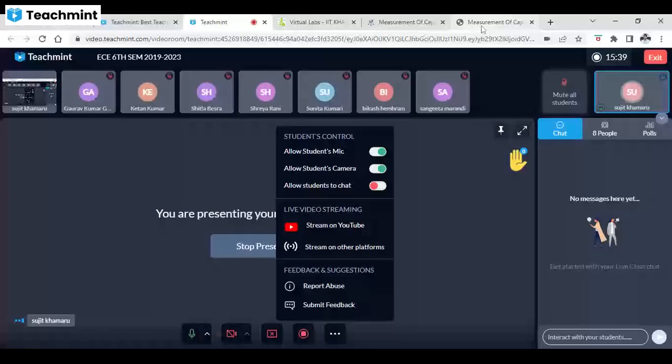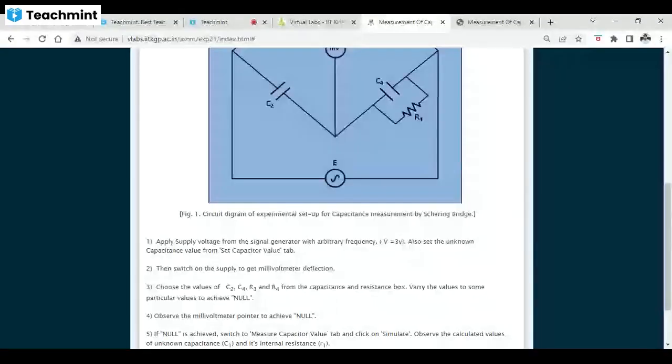Apply the voltage from the signal generator at the set frequency; the supply voltage is 3 volts. Also set the unknown capacitance value from the capacitor value tab. Then switch on the supply and read the millivoltmeter. Now choose the values of C2, C4, R3 and R4 from the capacitance and resistance boxes and vary the values to reach the null position.